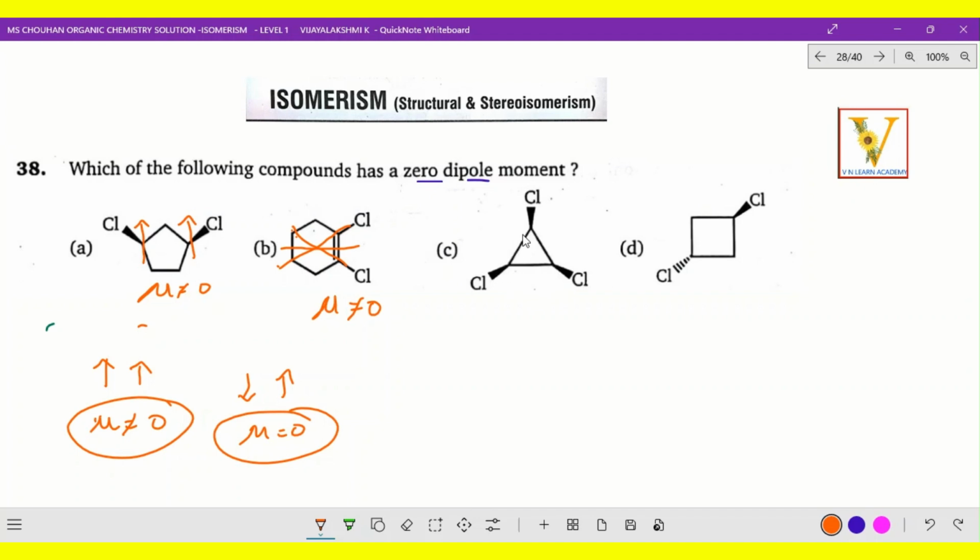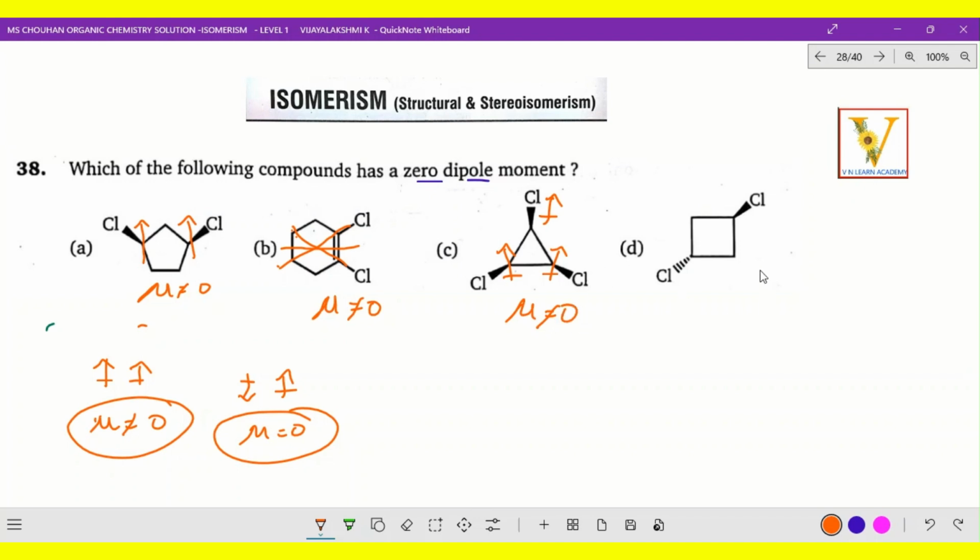And the same way, all three sides are the same side only. The arrow mark has to be upwards here, and this also upwards and this also upwards only, because all are wedge positions, and the dash position goes down, right? Okay, now come to this one. So in this, mu is not equal to 0.